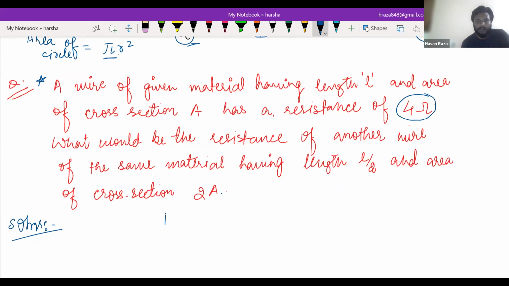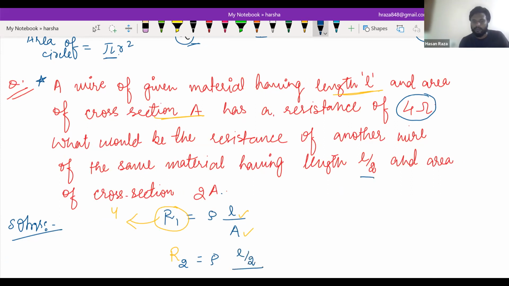Just see. I'm taking R1, which is basically rho L by A. This is the formula, and since length is L and area of cross section is A, we don't need to change. R1 has a value 4, I will put it later. R2 is equal to rho, which will be same because it is the same material. Now, what about length? Length is half. And area of cross section is double.